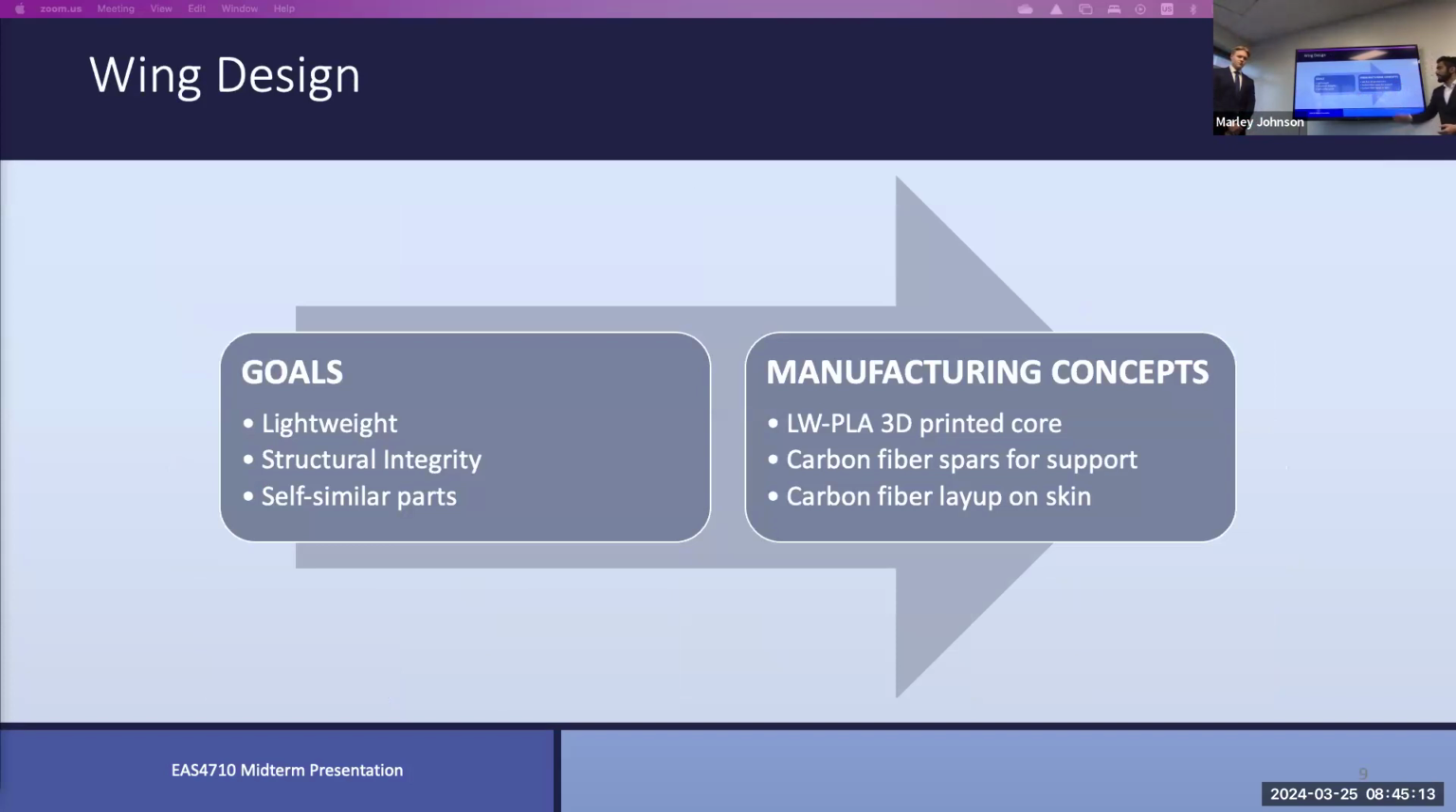How we achieve that is a lightweight PLA 3D printed core. We added carbon fiber spars for support along the span of the wing, as well as a carbon fiber layup on the skin. We'll explain that later, and we've also got a sample.